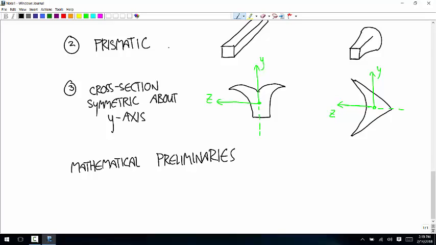Okay, so there are two things that I need to introduce here. The first is the neutral axis. That one's easy. And the second one is the area moment of inertia. That one's not that hard, but it's going to take more time to do that than to find the neutral axis.